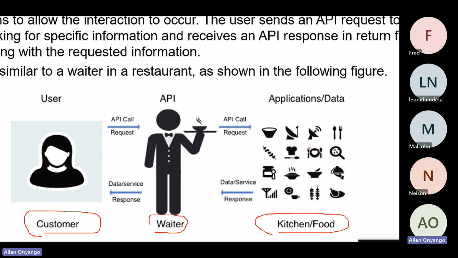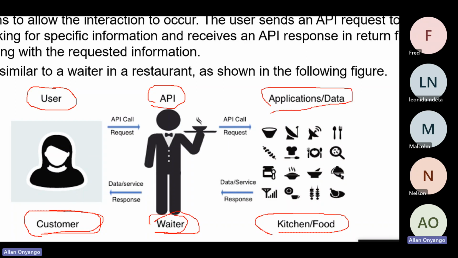Okay. So you will then tell the waiter, could you please get me some meal of your favorite, and the waiter is going to bring that back. So the customer, who is you, is our user who consumes the APIs. The waiter is actually the API, the application programming interface, and what is available in the kitchen is actually the data or application that you need to request for.